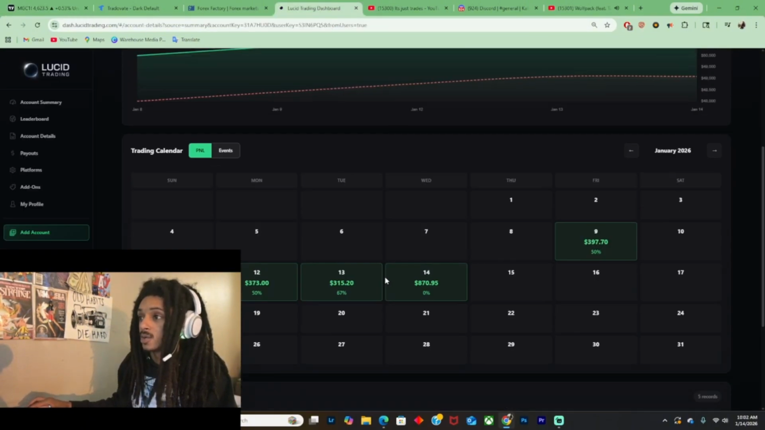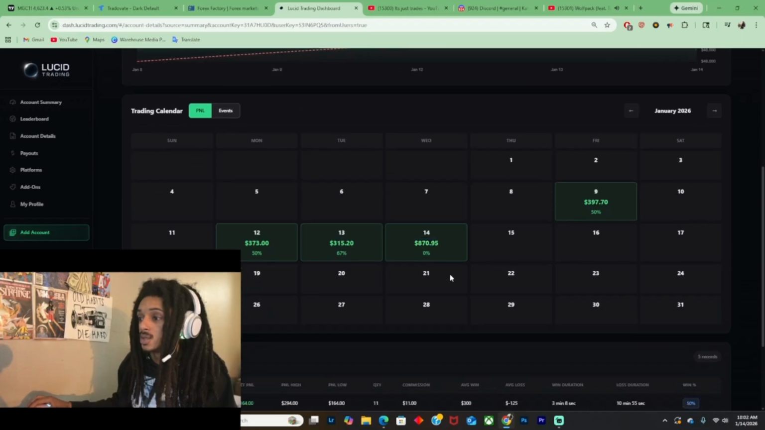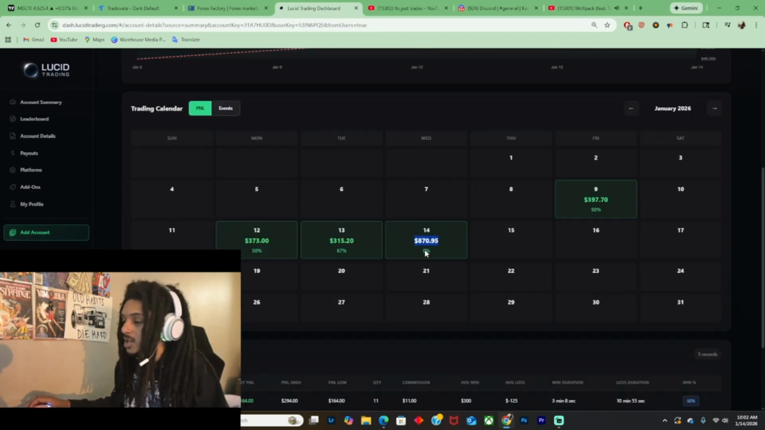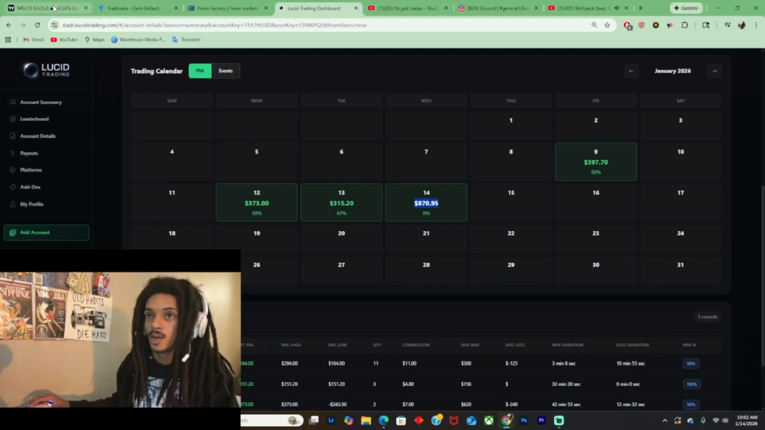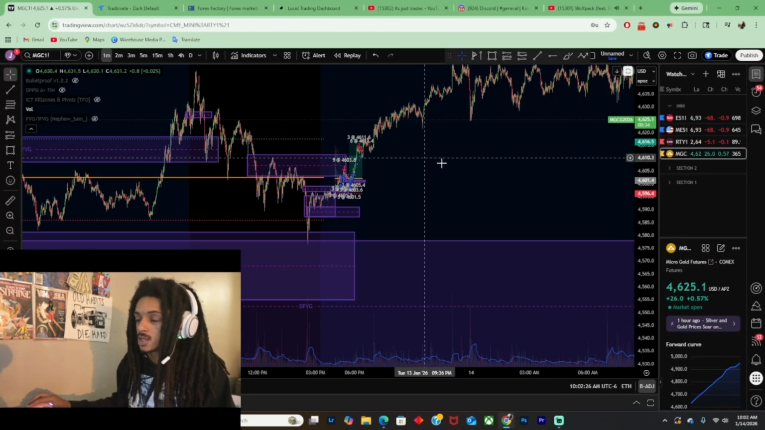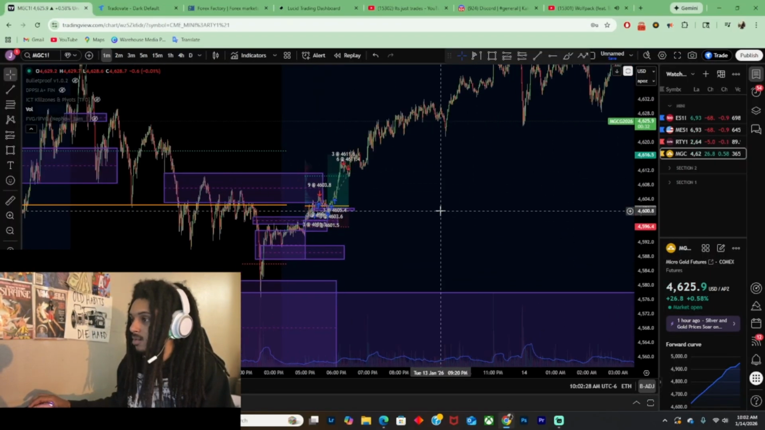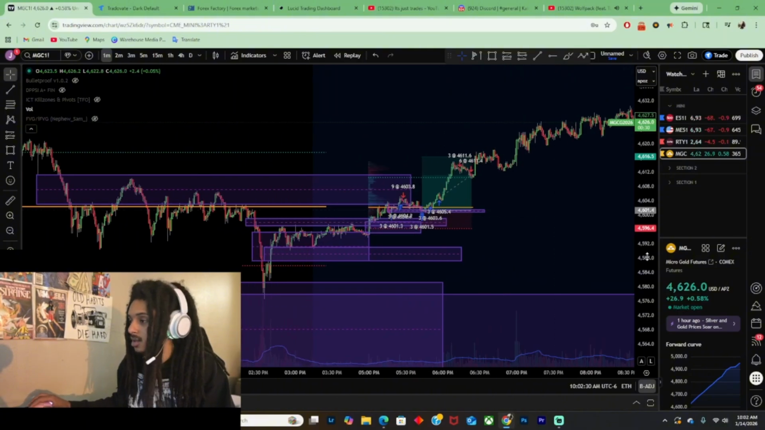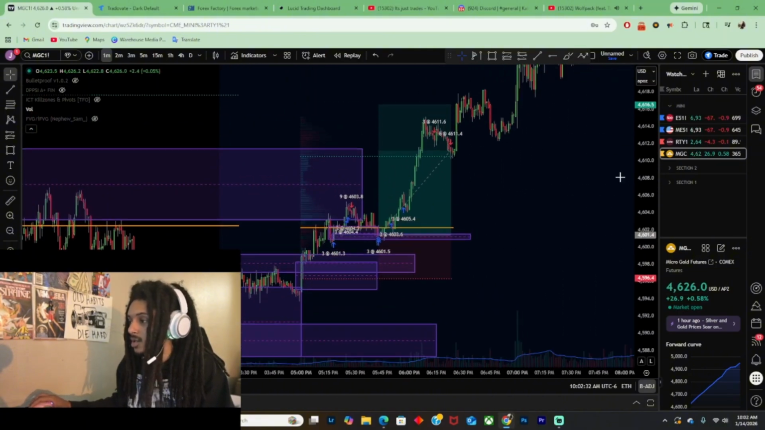Let's go look at the calendar real quick. You can see like 100 of this is from the morning session, or like 140 or something. The rest is from one trade in Asia last night. So I'm gonna go over the trade I took during Asia session, and then get to today's New York session.